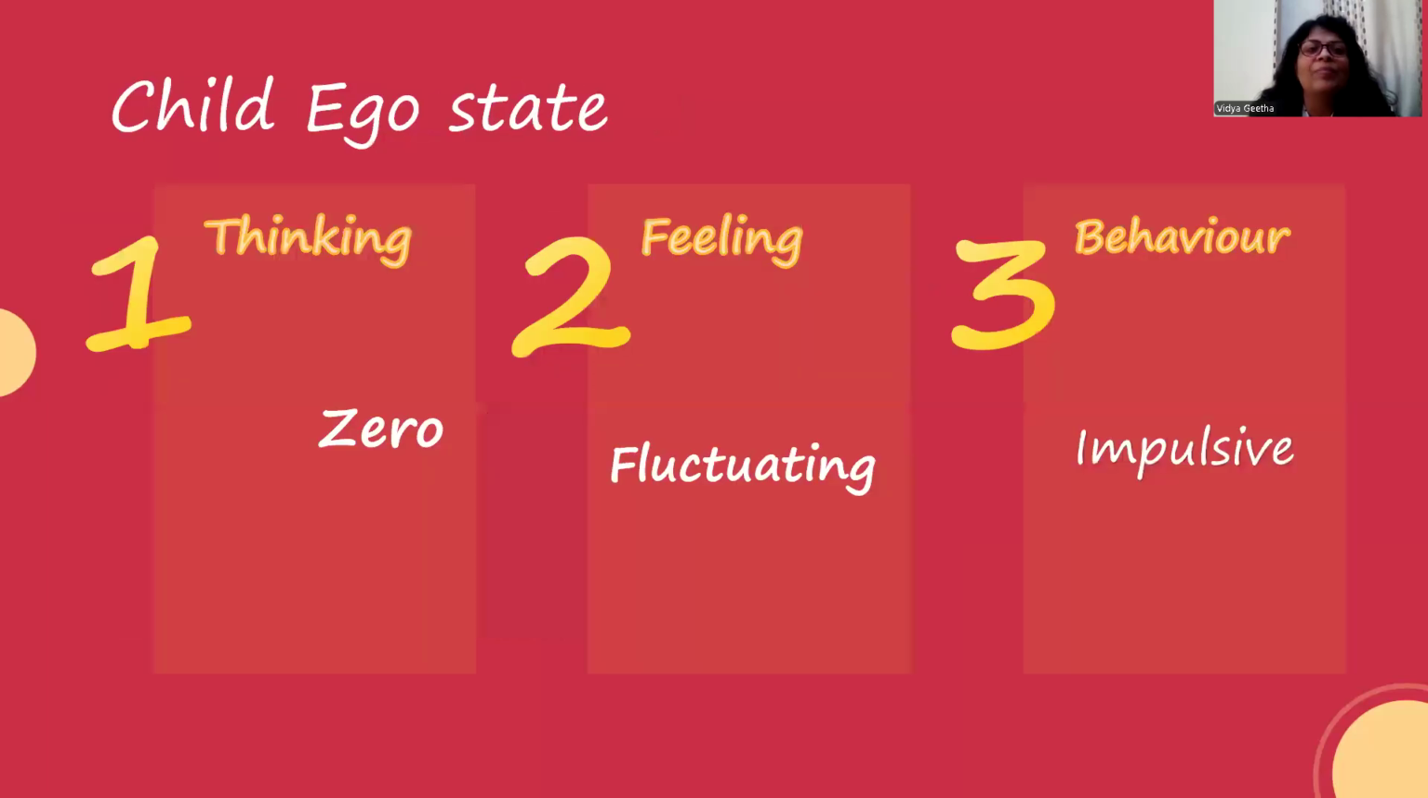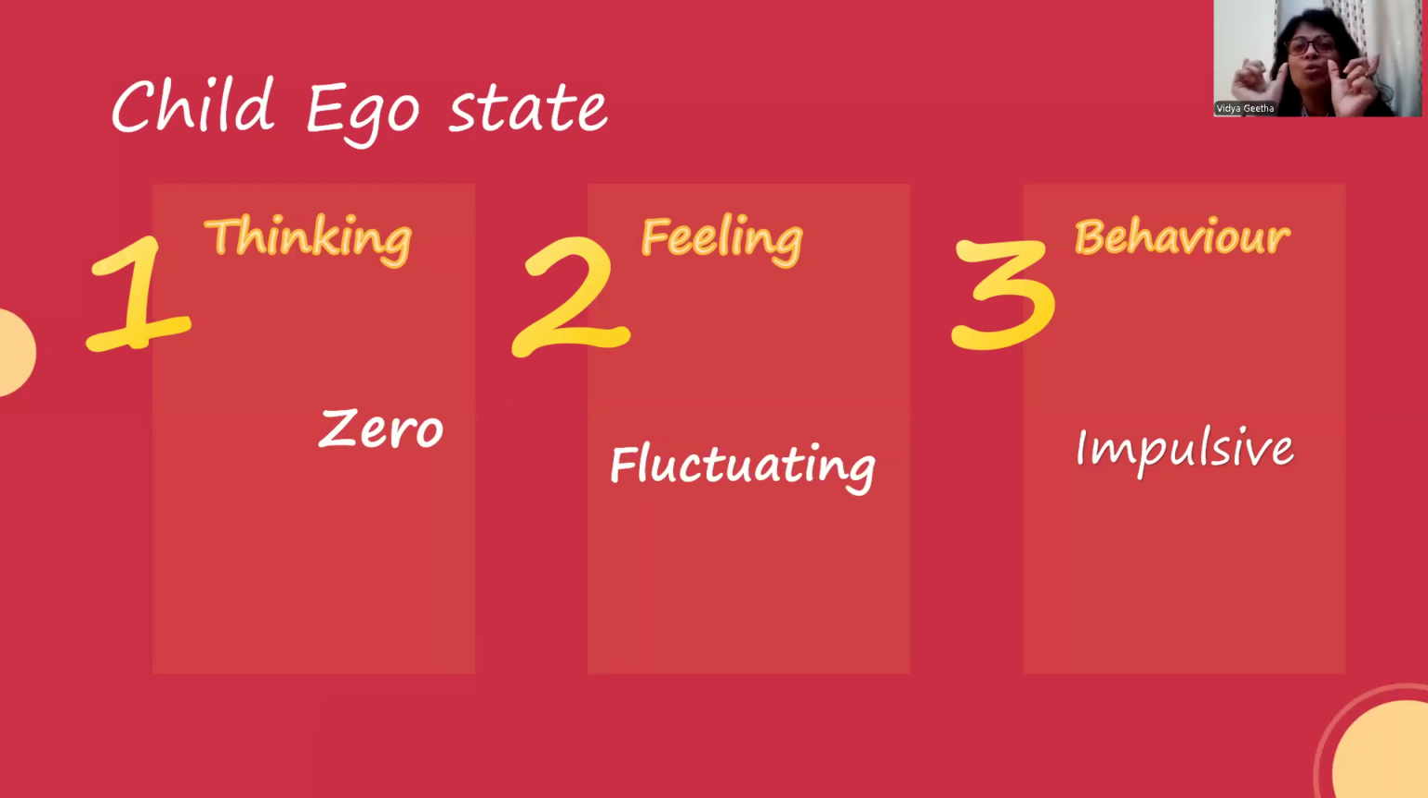So when we are thinking, understanding, and feeling from a child ego state, what happens? Let's see. The thinking will be zero. Any incident, any event happens, immediately it goes into feeling. And the feeling is not constant, it keeps fluctuating. Behavior will be impulsive behavior. We do not have thinking here. An event happened, just jumping to a conclusion or instantly feeling something and then behaving.